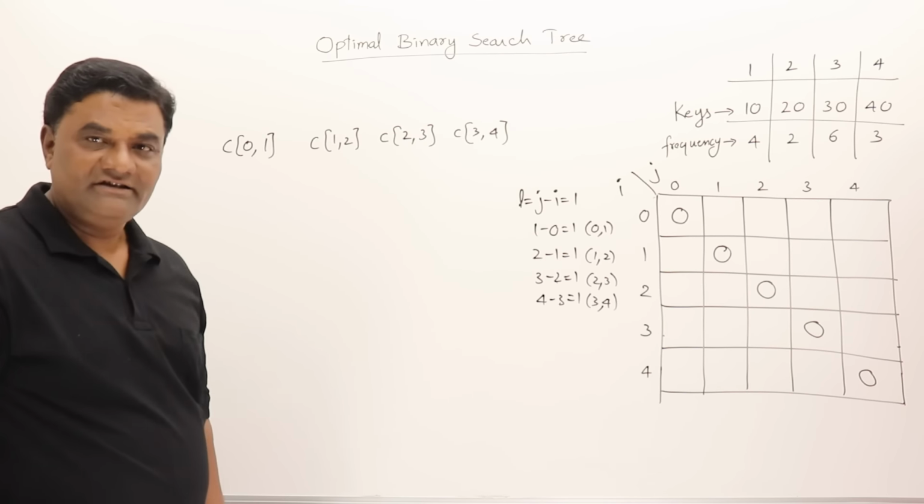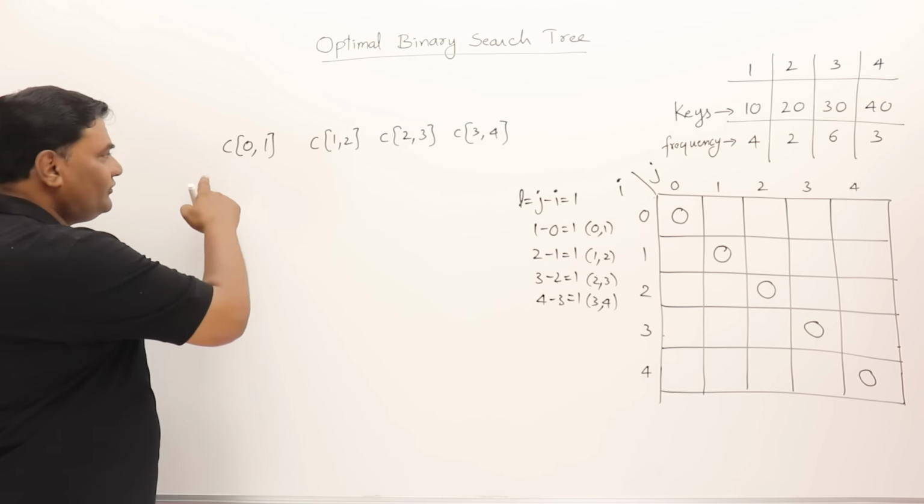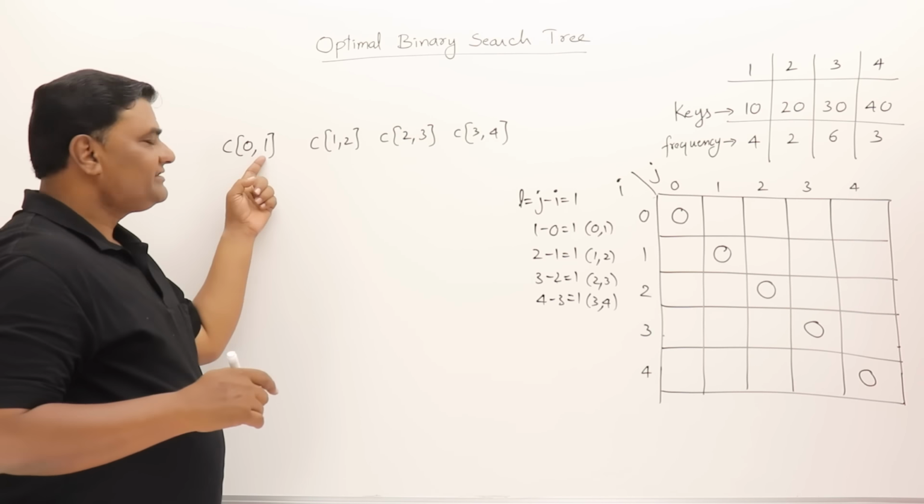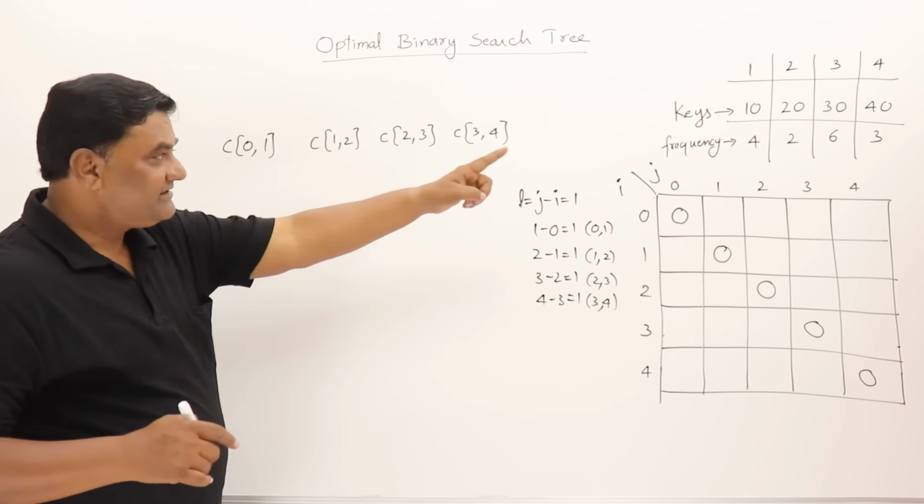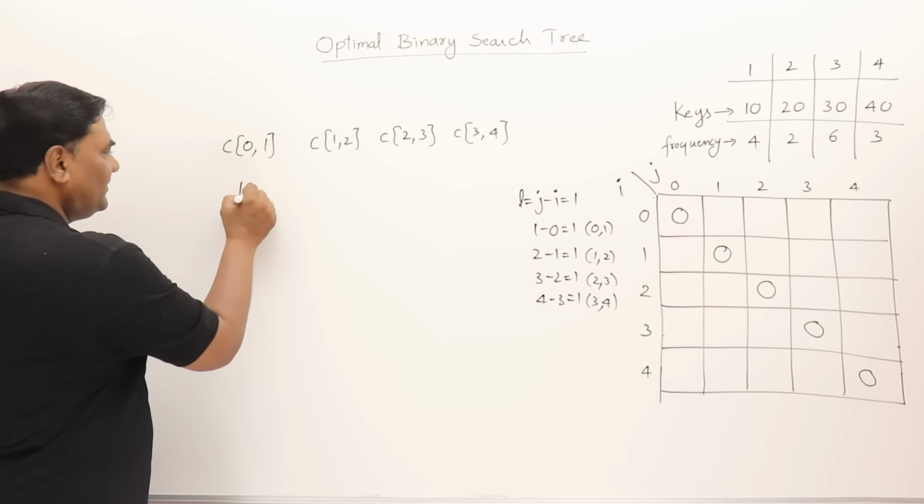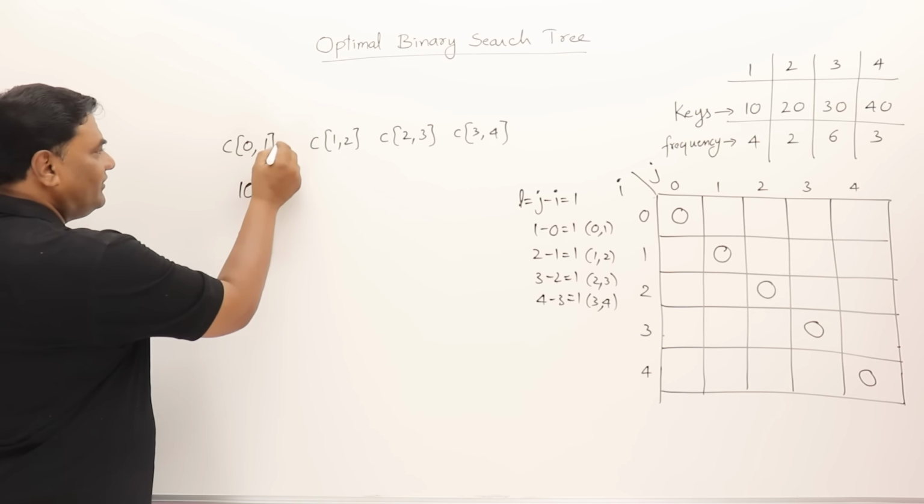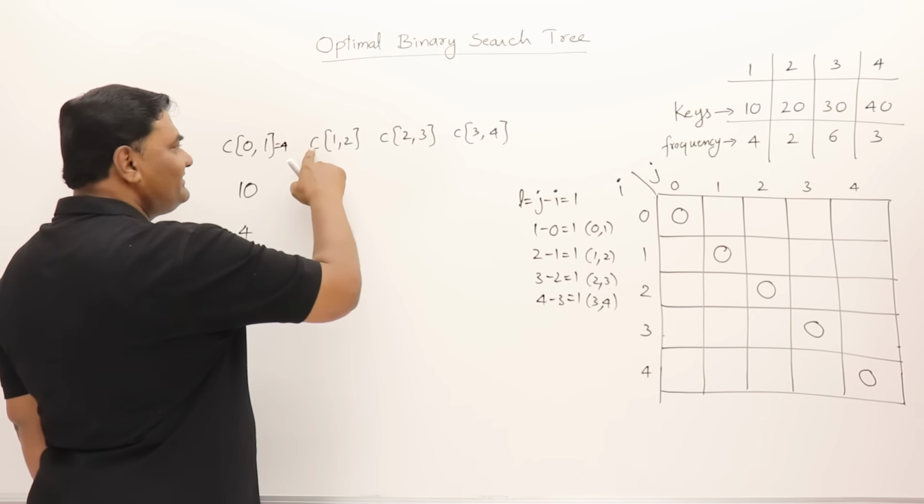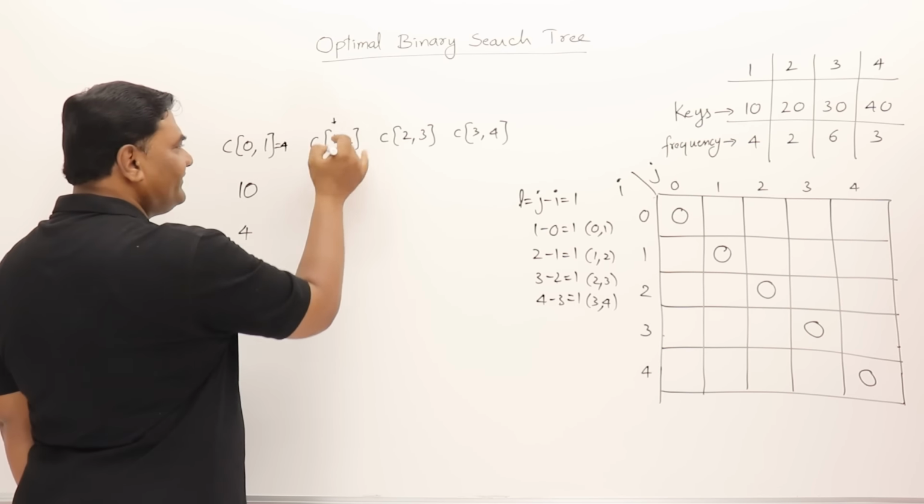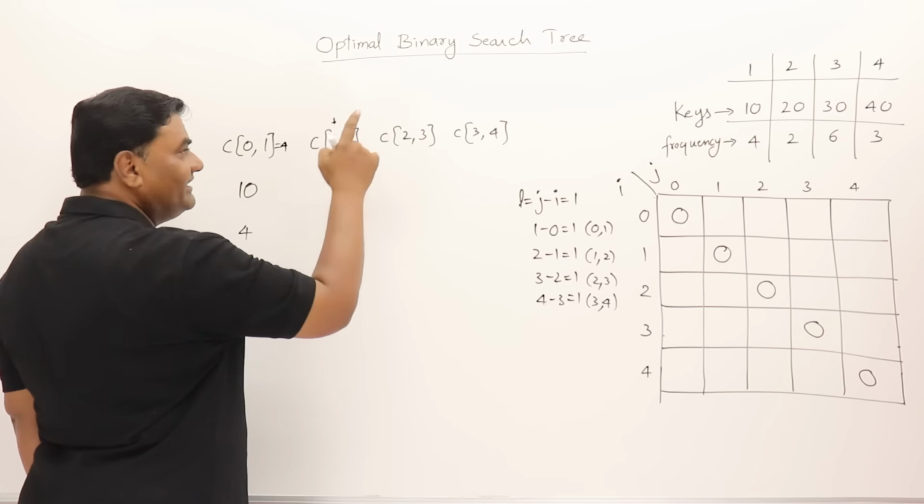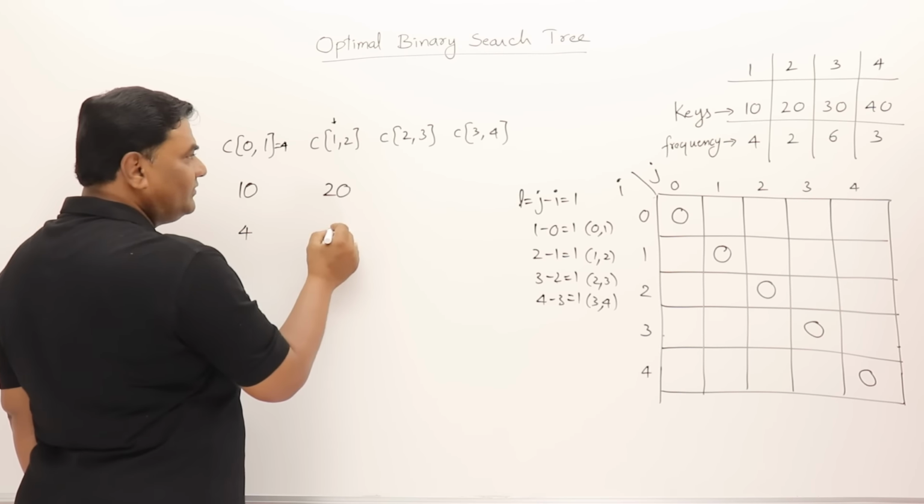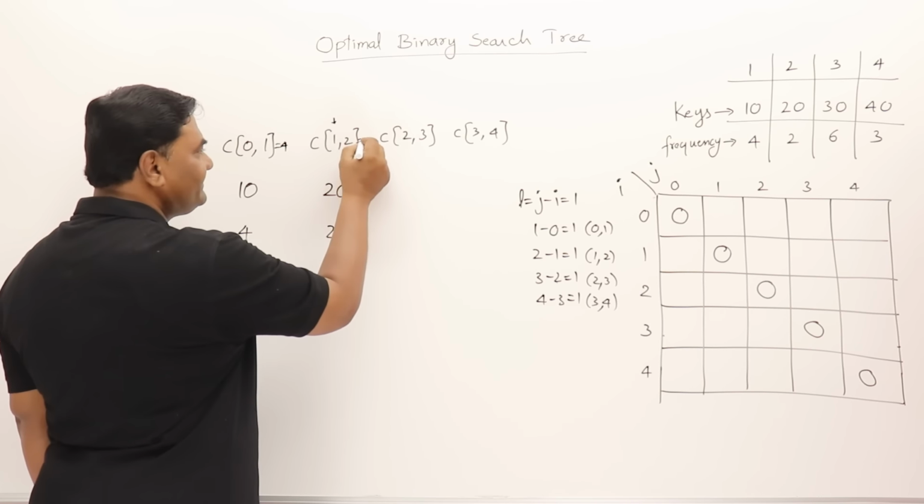Now we will start filling the values. Now see, 0, 1 means I'll be considering just one key, that is key 1, 10. What is the frequency? 4. So the cost is 4. And C of 1, 2, just ignore this first value and take this one. So this is the key. Second key is 2 and the cost is 2. So yes, this is 2.